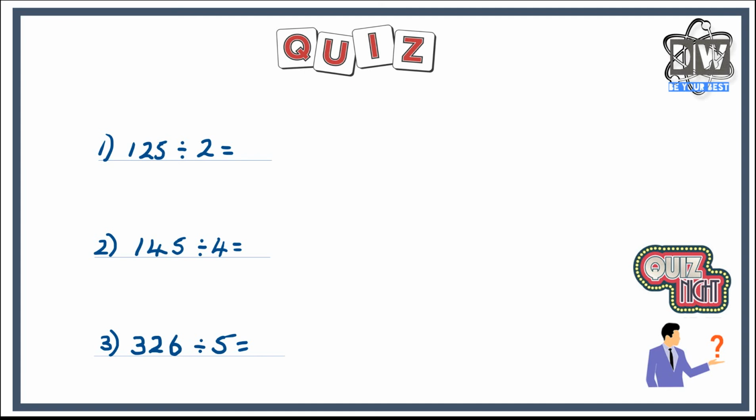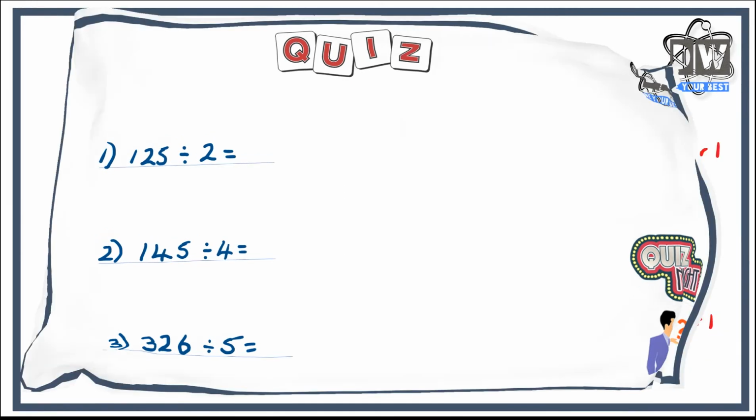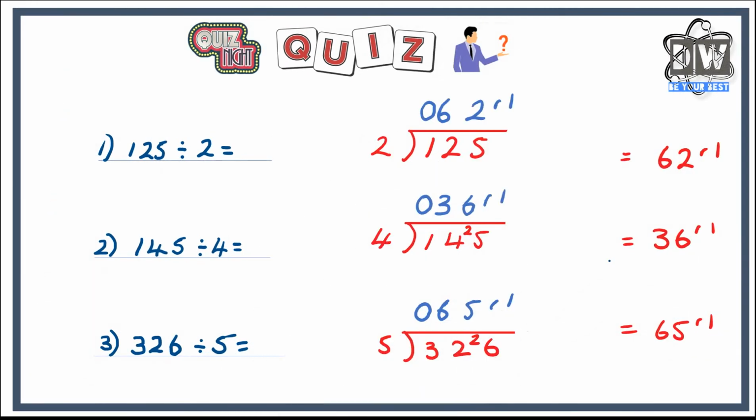So here we go, it's time for our answers now. You can see all my working there. We've got 62 remainder 1, 36 remainder 1, and 65 remainder 1. So hopefully you absolutely ace those questions.